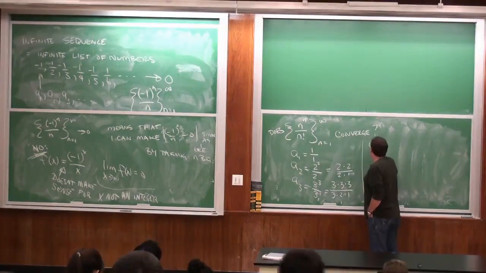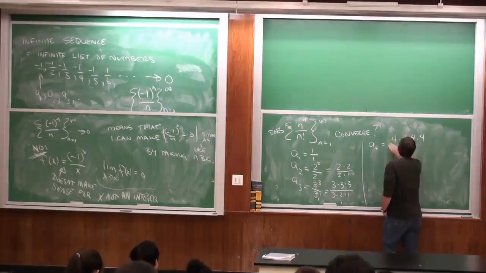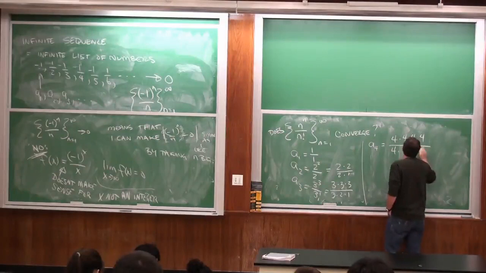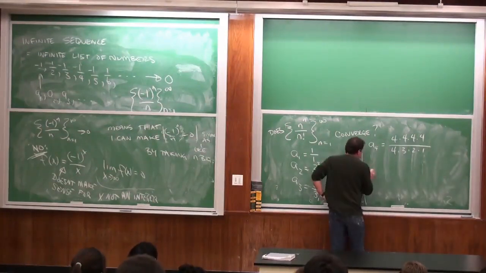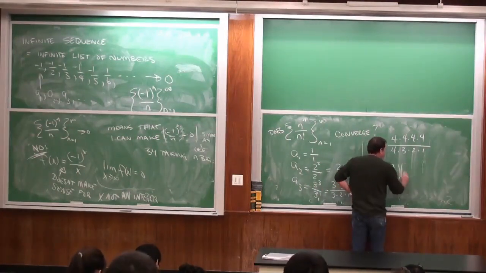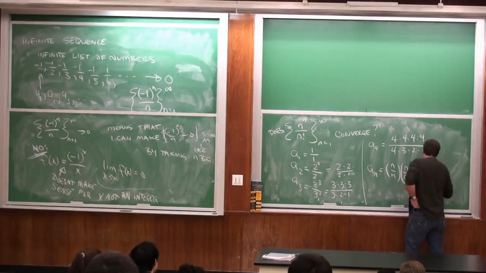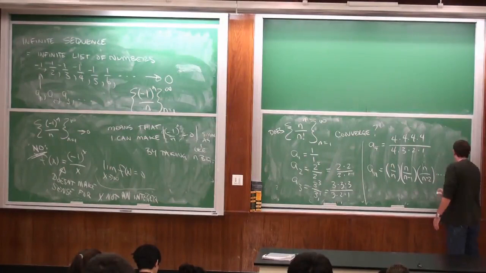And a to the 4th is 4 times 4 times 4 times 4 over 4 times 3 times 2 times 1. And so in general, a to the n is n over n times n over n minus 1 times n over n minus 2, on down to n over 1.